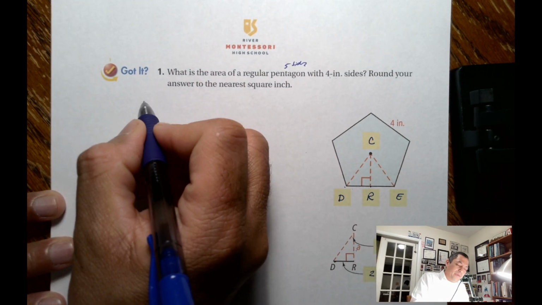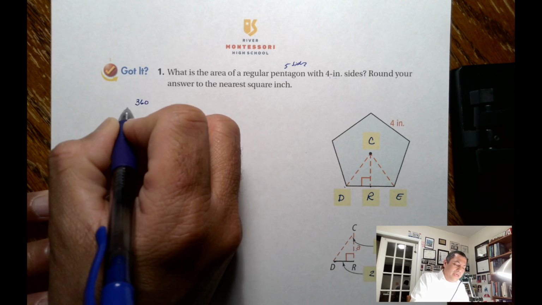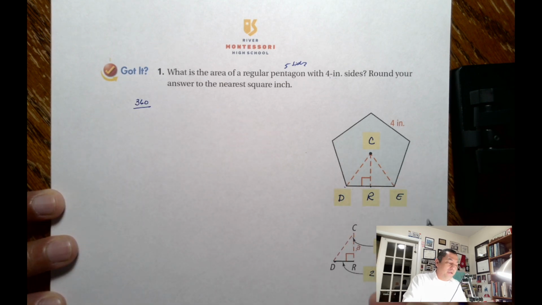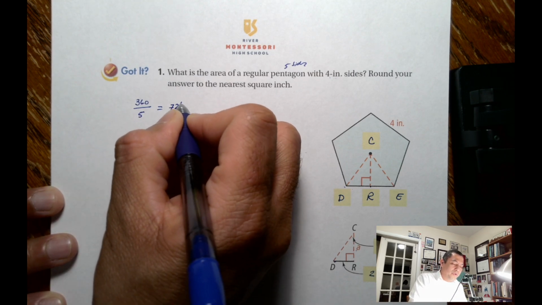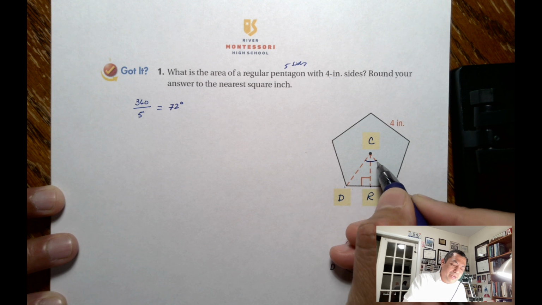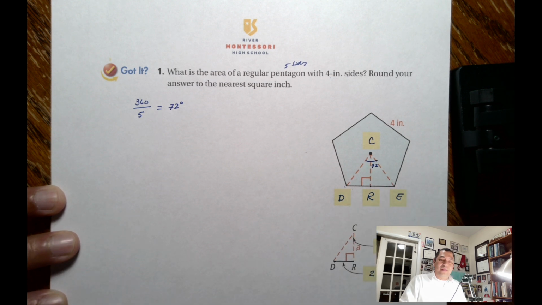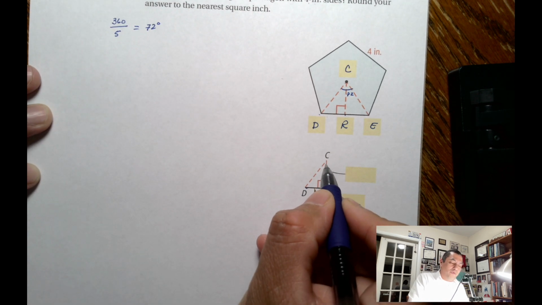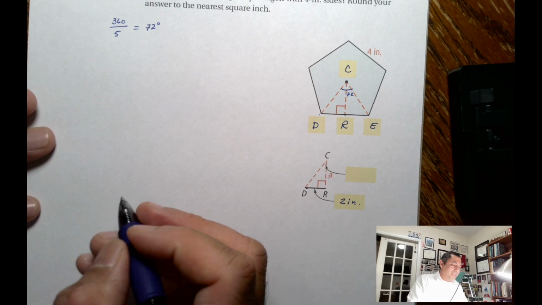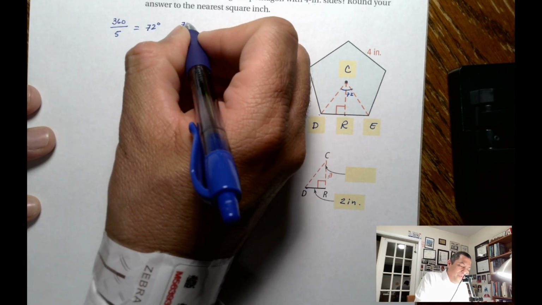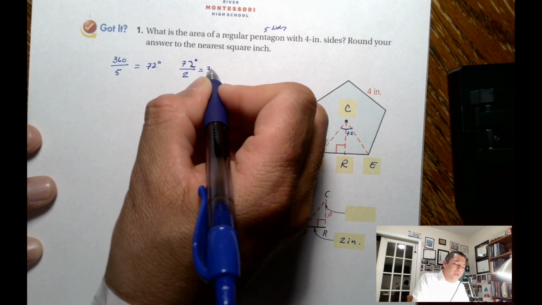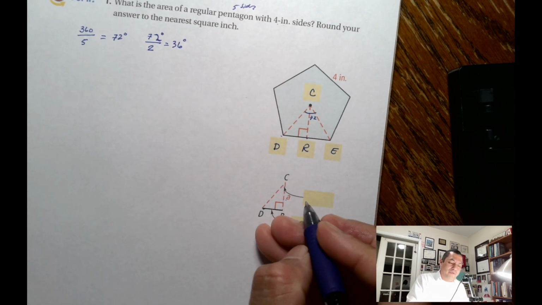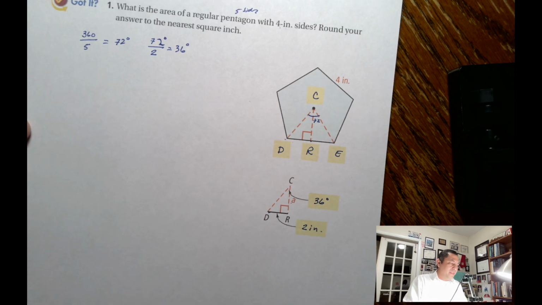Now I can do 360 divided by 5, which is the number of sides of the pentagon. So this is equal to 72 degrees. So all this angle here is 72. Now, if I want to know the angle C, I'm going to do 72 degrees divided by 2, which is equal to 36 degrees. So this angle here is 36 degrees.